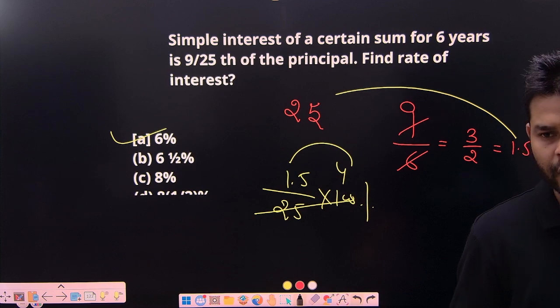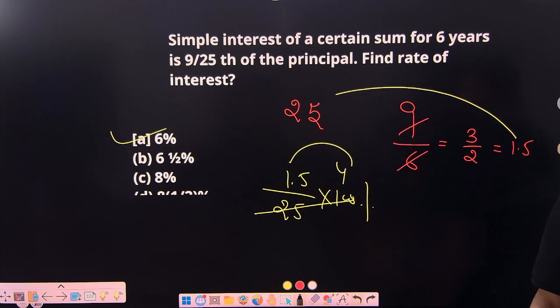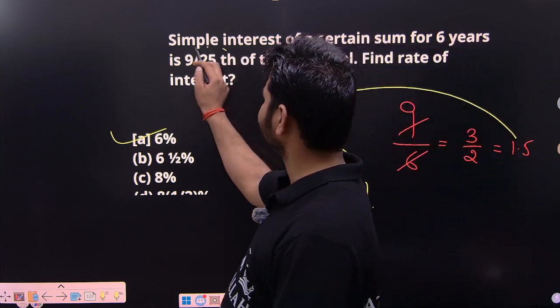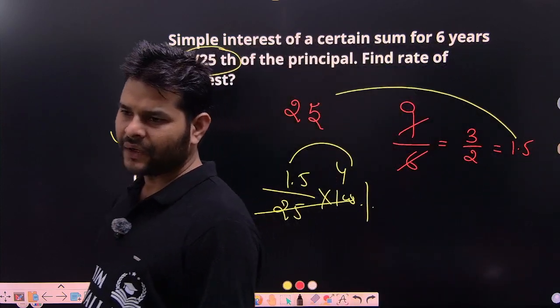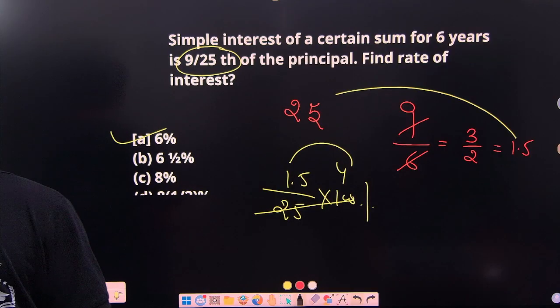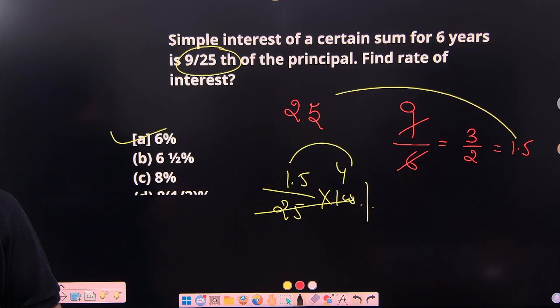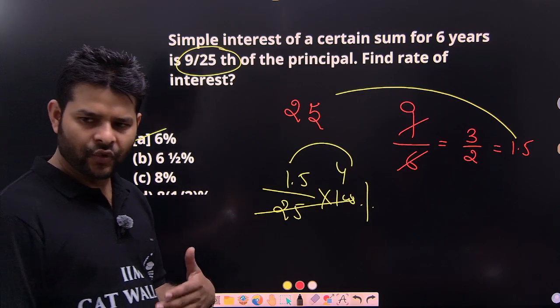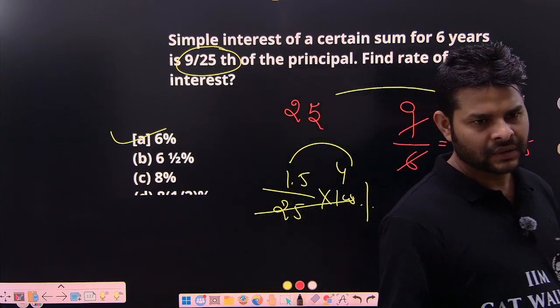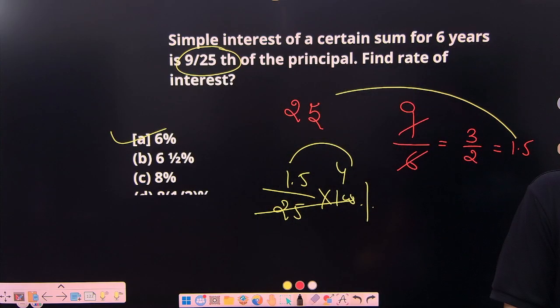Definitely, we can put the value in the formula. But basically, since direct values are not given, we are taking the value from the unit method. We have the unit method, a fantastic method. If direct value is not given, we can use the unit method. If you want, you can use the SI formula.